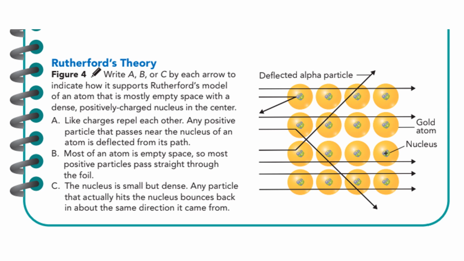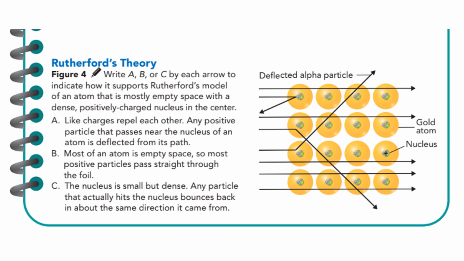We need to write A, B, or C by each arrow to indicate how it supports Rutherford's model of an atom that is mostly empty space with a dense, positively charged nucleus in the center. And of course, that was what he discovered after doing this experiment.